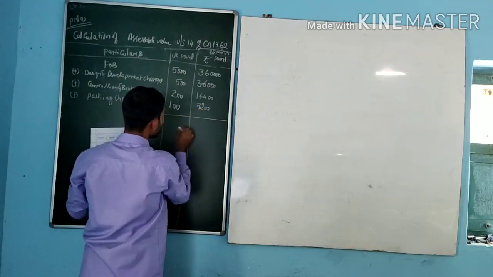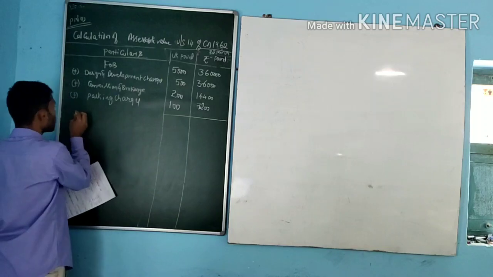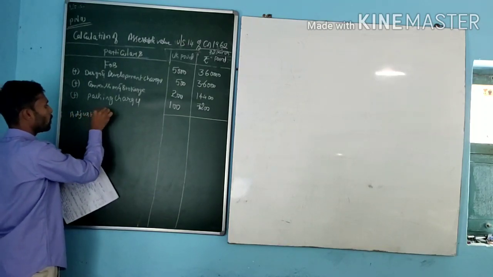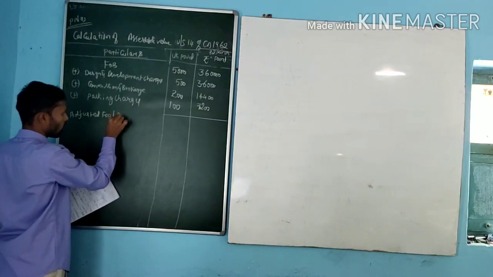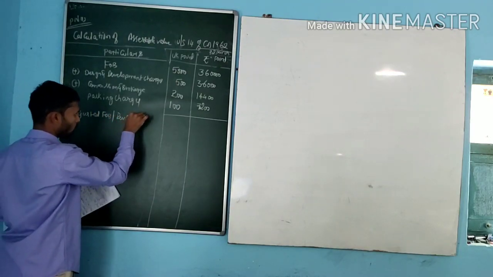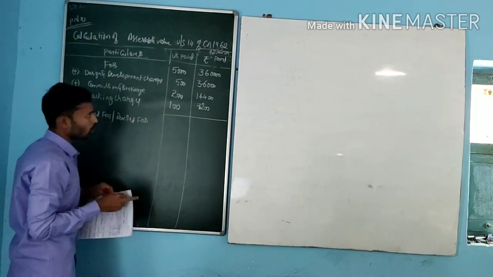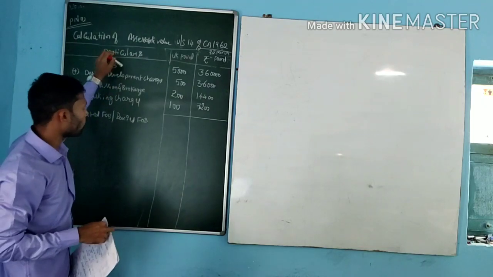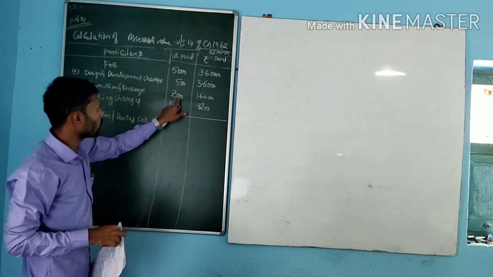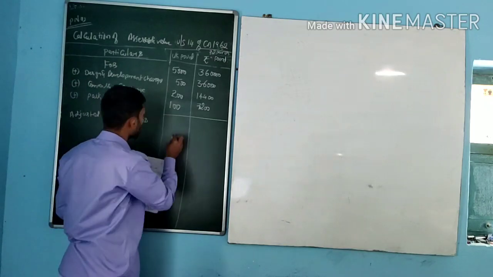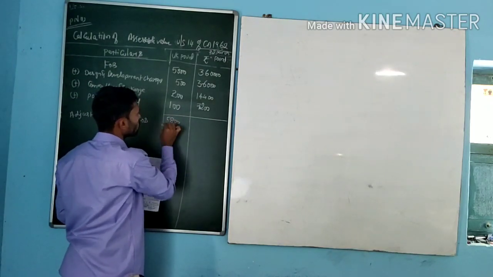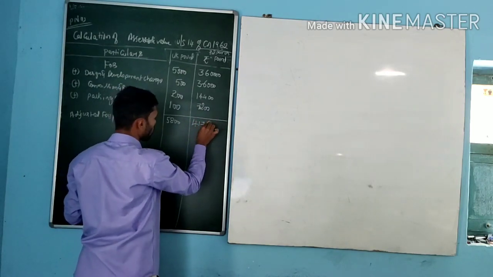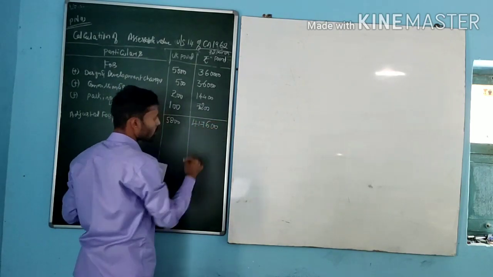By adding all this, you will get one subtotal amount that is called adjusted FOB, or we can call it revised FOB. Once again, given FOB amount in the problem, add all the costs which are not included in FOB: 500, 200 and 100, all in UK pound. 5,800 into 72, add all this amount, 4,17,600. It is adjusted FOB.